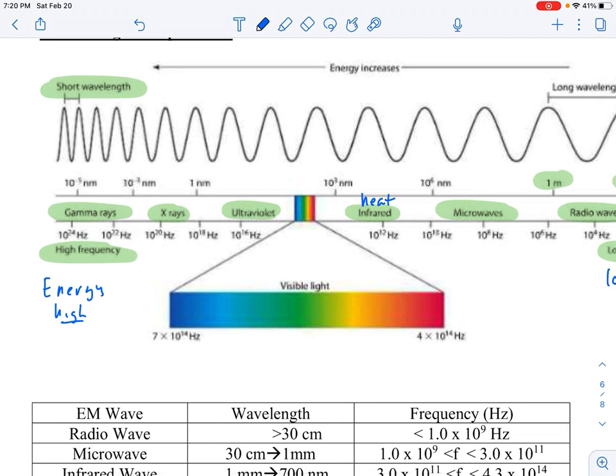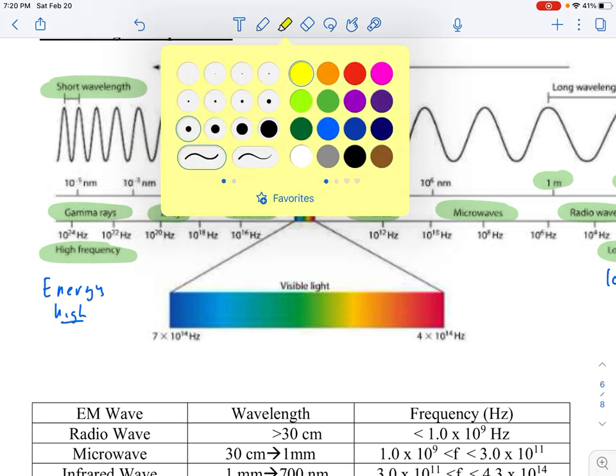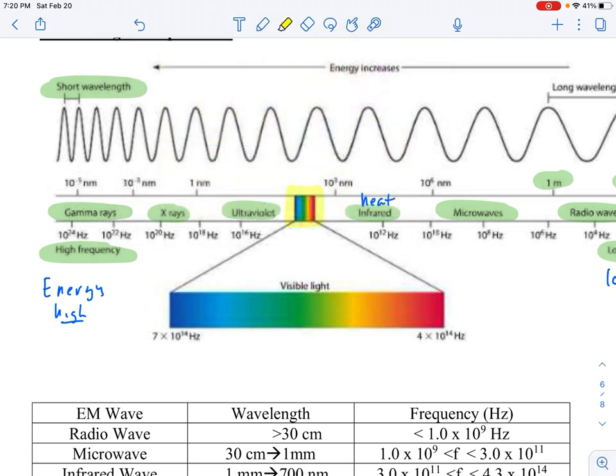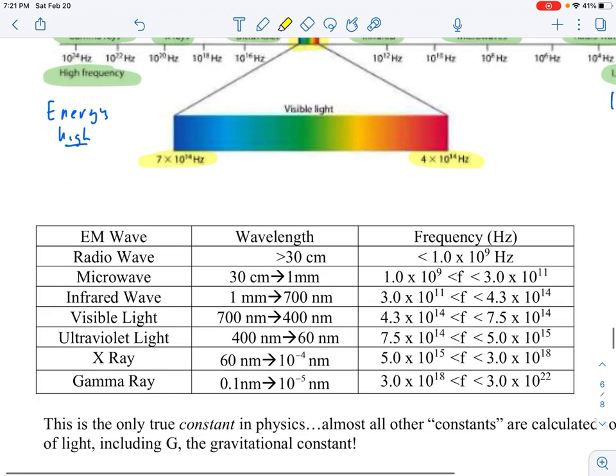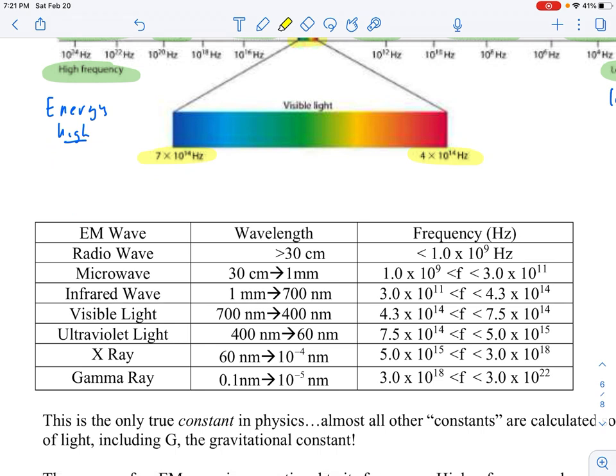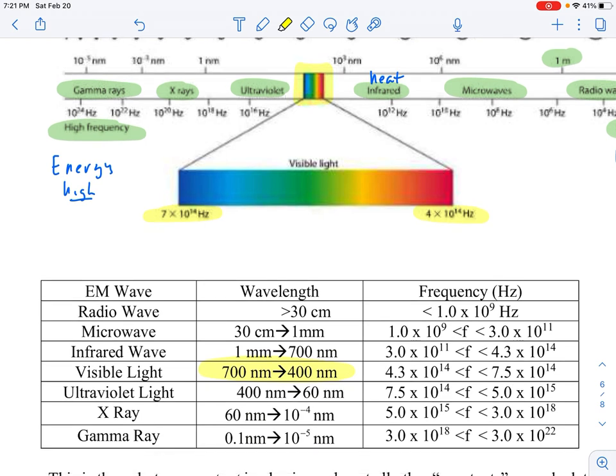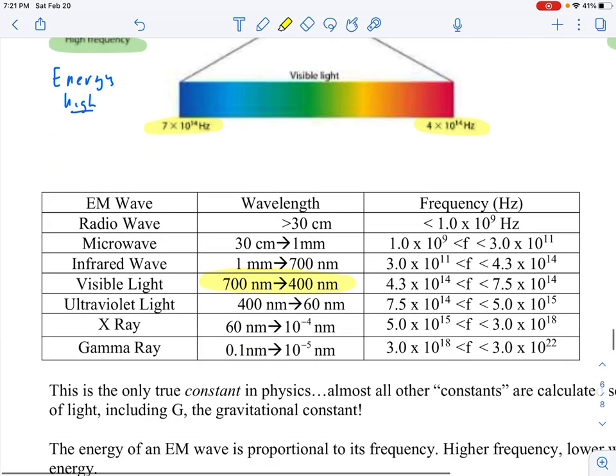Right here in the middle, we've got kind of the sweet spot. We've got visible light. Visible light comprises a tiny part of the electromagnetic spectrum from 7 times 10 to the 14th hertz to 4 times 10 to the 14th hertz. And it comprises a wavelength band from 700 nanometers to 400 nanometers. So quite small. It's small enough to fit inside of our eye, inside of our pupils, and not quite energetic enough to cause us problems like ultraviolet light can.